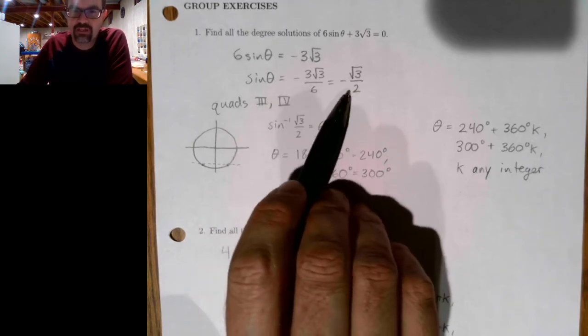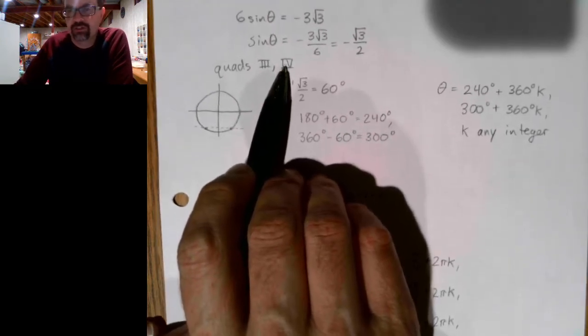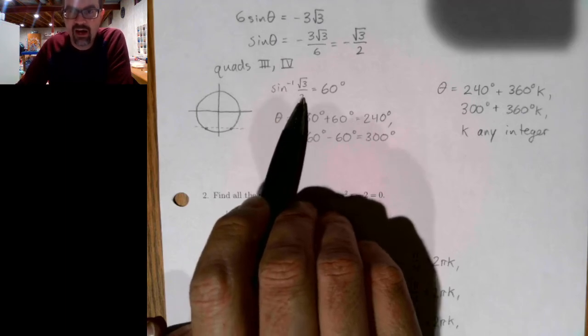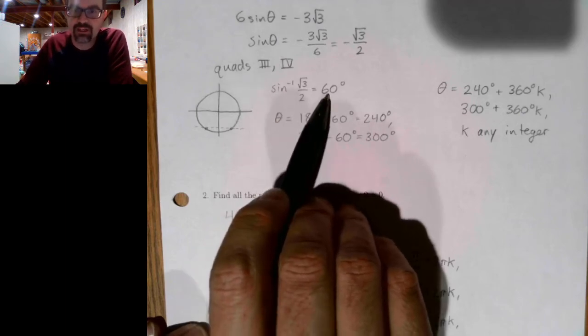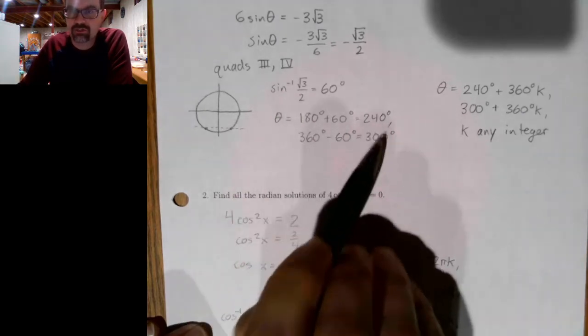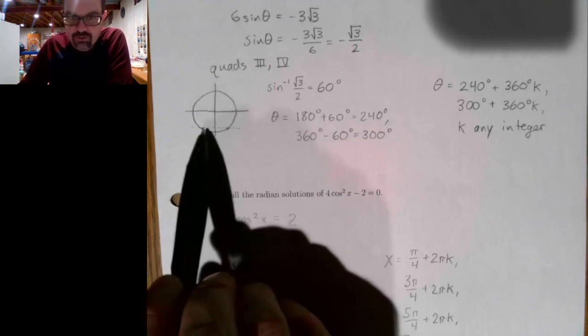Well, first off, it's negative, so it's in quadrants 3 and 4. And you could just look them up on the unit circle and jump to the answer. Or, if you do inverse sine of positive square root of 3 over 2, you get a reference angle of 60. So in those two quadrants, ding ding, there's your two answers, 240 and 300. This little picture just kind of shows where they are.